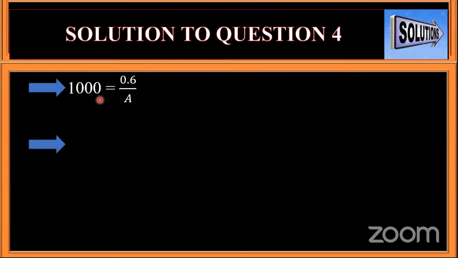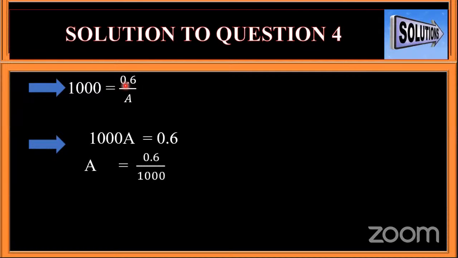What is 1,000 times A? 1,000 A. Very good. Equals 0.6. Is that fine? Good. So 1,000 A equals 0.6. So if I want A, what do I do? Divide both sides by 1,000. Very good.